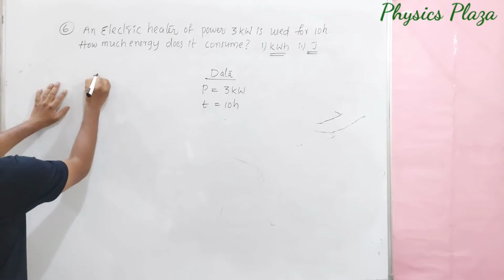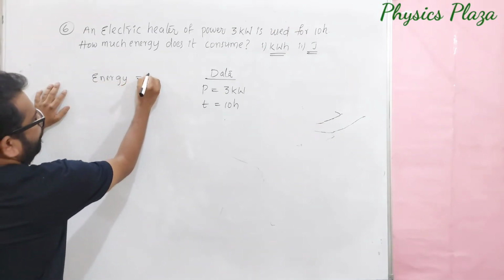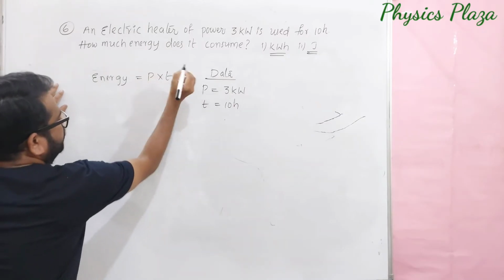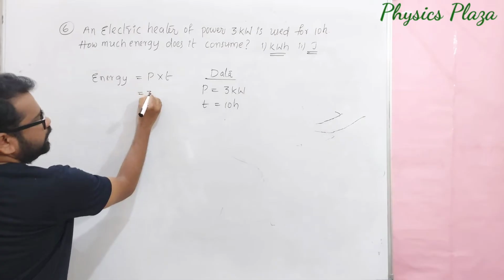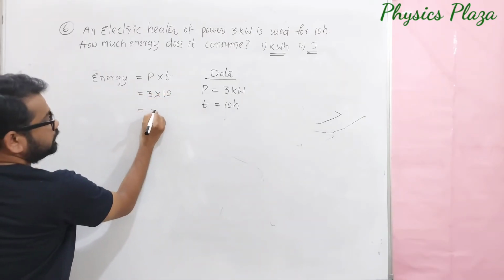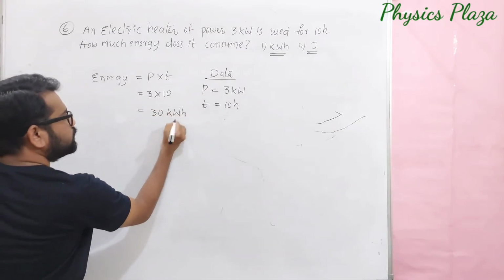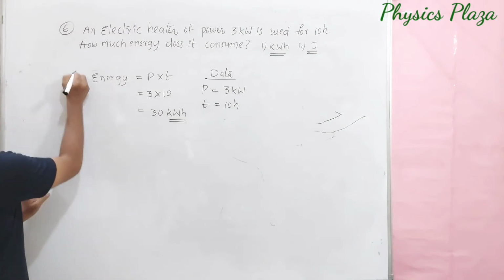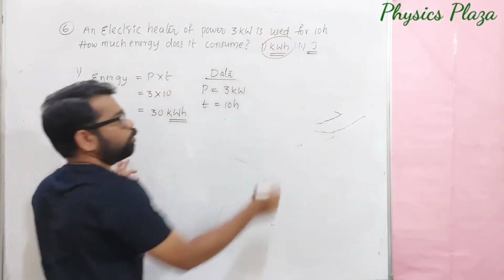So children, we know that energy is equal to power into time. So power is given how much? It is 3 kilowatt and time is given 10. So whatever we got, 30, is in terms of what? Kilowatt hour. It's very important. So we got energy consumed in kilowatt hour.